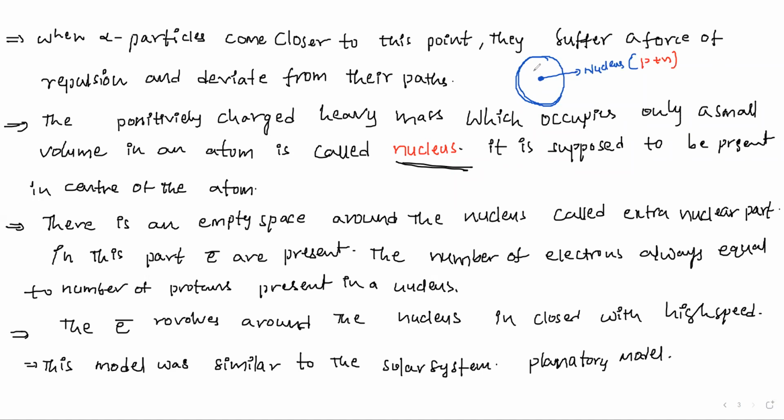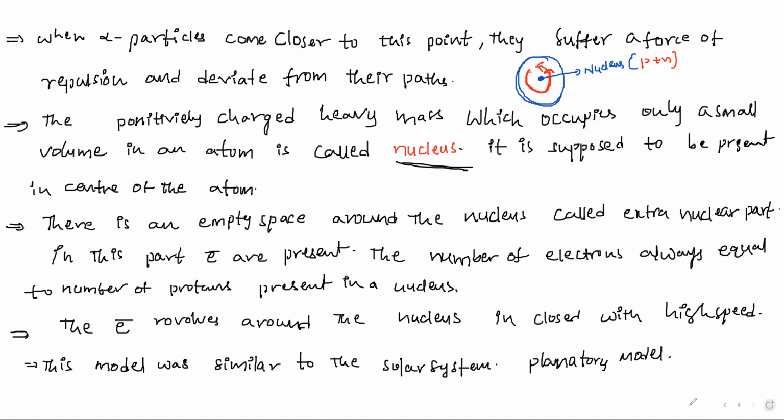Okay? And there is empty space around the nucleus. In this part the electrons are present. The electrons are revolving around the nucleus like planets are revolving around the sun, in closed orbits only. That's why this is called the planetary model or solar system model. Solar model or planetary model. Okay. Next I am removing this one.